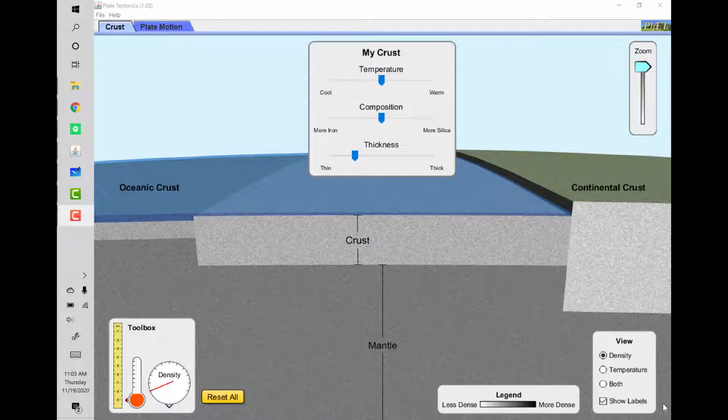First off, let's talk about you. You float in water because you are less dense than the water that you're floating in. A rock will sink because it is more dense, and in that way, the different types of crust float in the mantle. The ocean crust here, if you look at the little legend down here, is a little bit less dense than the mantle.